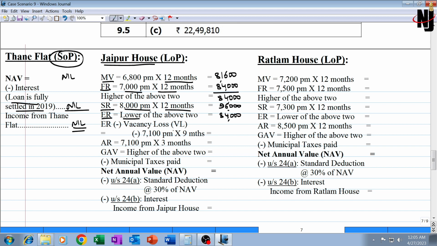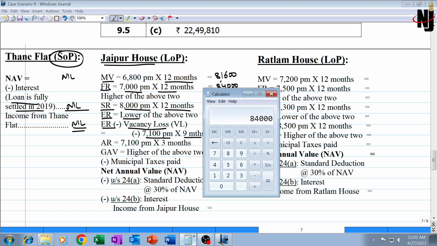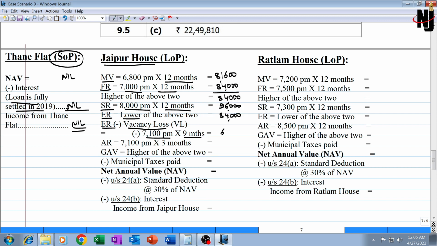From 84,000 we will subtract vacancy loss. Vacancy loss will be actual rent per month into the vacancy period. 7,100 into 9 months would be 63,900. When I subtract 63,900, what am I getting? I should have done it this way, 84,000 minus this, so this will be 20,100.